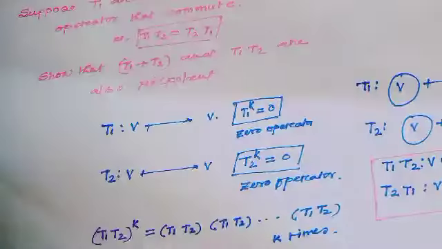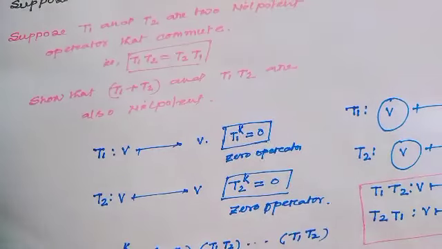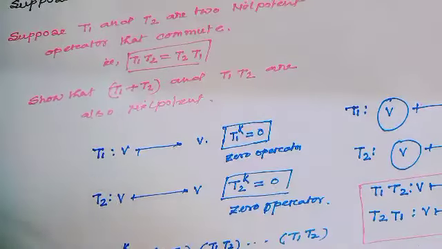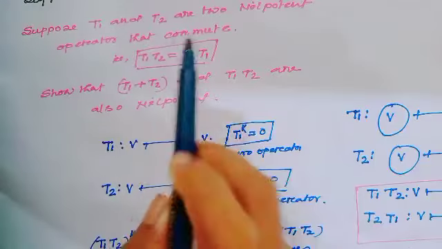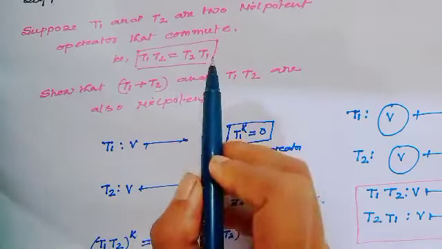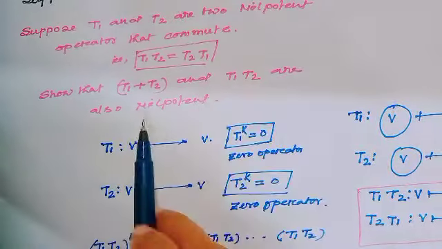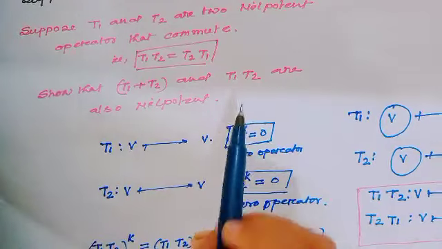Oh well. Then my question: when two operators are nilpotent, when is their sum always nilpotent and when is their product always nilpotent? This is possible when these two operators commute. That means, suppose T1 and T2 are two nilpotent operators that commute with each other. That means T1 T2 equal to T2 T1. Then their sum and their product are always nilpotent.